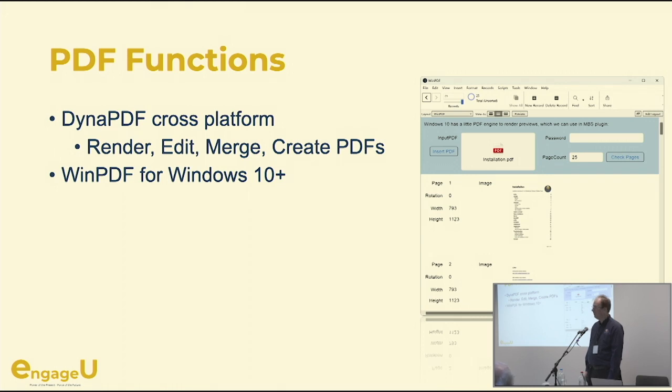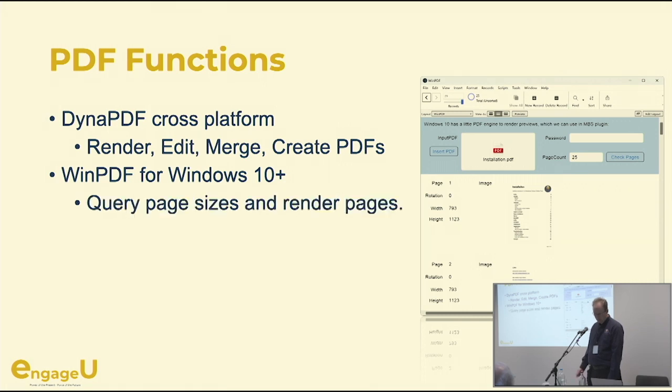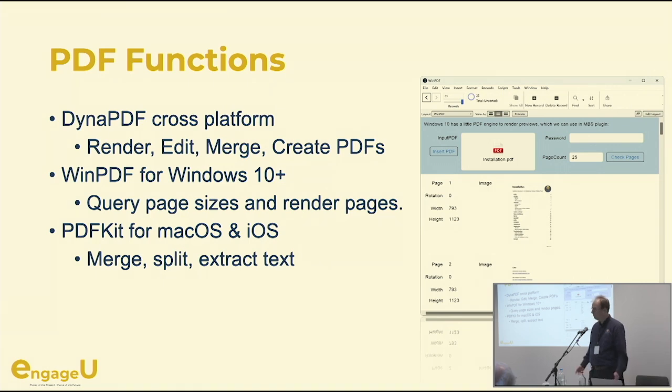Then we got Windows PDF functions for Windows 10 and newer, and they allow you to, well, query page sizes and get preview pictures from PDF files. That's using the engine from Microsoft. Then Mac and iOS come also with a PDFKit library, and there we also have functions: merge, split, extract text, do various things on PDFs. So you can decide whether you want to use the Windows functions, the Mac functions, or cross-platform functions.